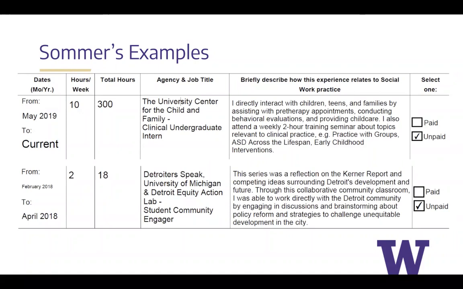Then for my second experience, it was really important for me to include this as an example, because it was much harder to reflect and describe my experience as a student community engager, since so much of that work was happening in community spaces and based on conversations and themes that arise in the moment. Instead of explaining the experience, I took the time to set the framework for what we were using in our collaborative community-based classroom. Here you can see I use words like work directly with the Detroit community by engaging in discussions and brainstorming about policy reform and strategies to challenge unequitable development in the city.